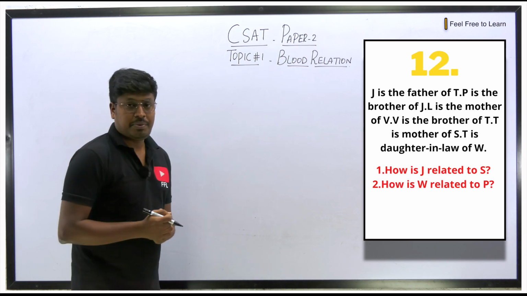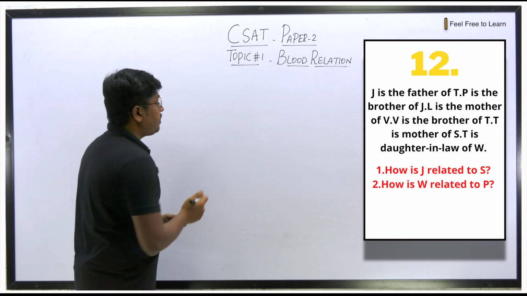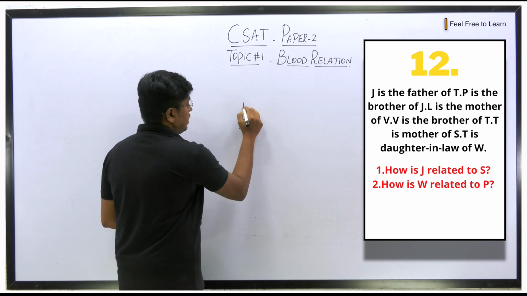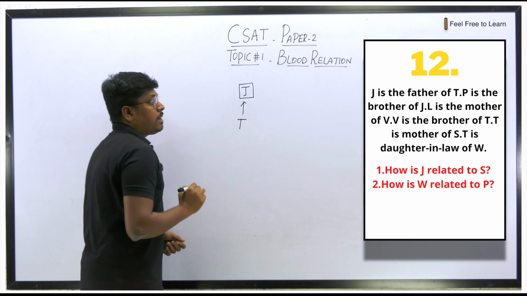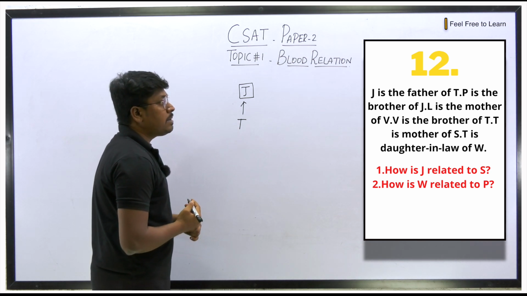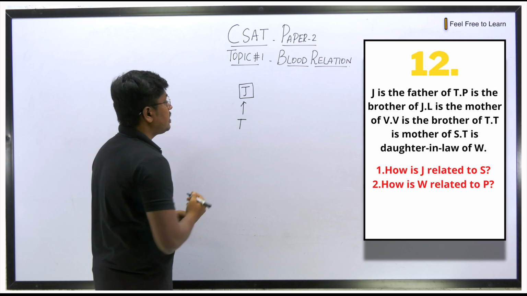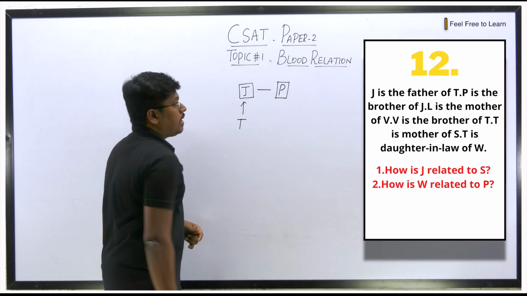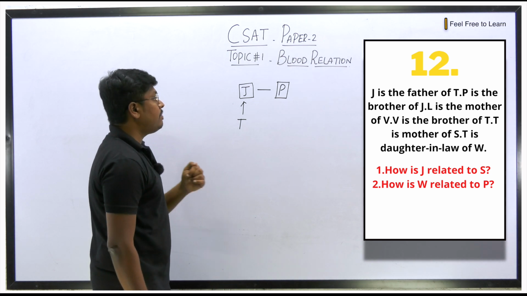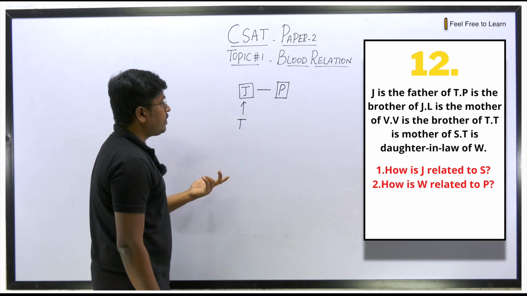So question number 12. J is father of T. So T's father is J. So J is the father, which we can represent by a male person, a box. P is the brother of J. So J's brother is P, right? So J has a brother P. And then L is mother of V. So V's mother is L. But we don't know where to fix V here.